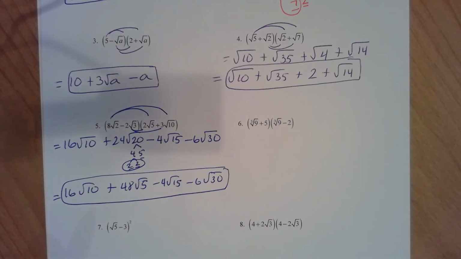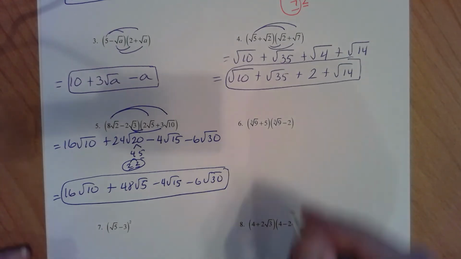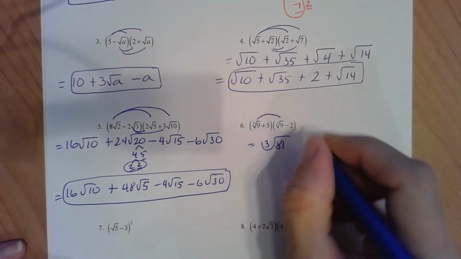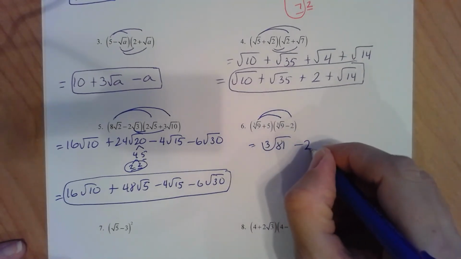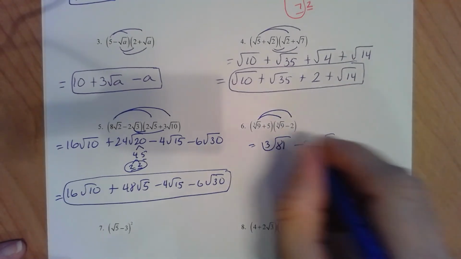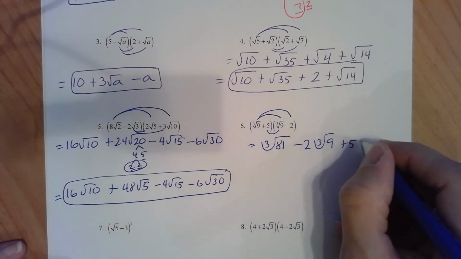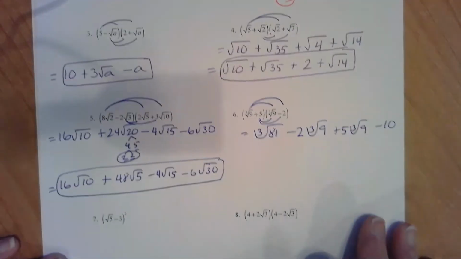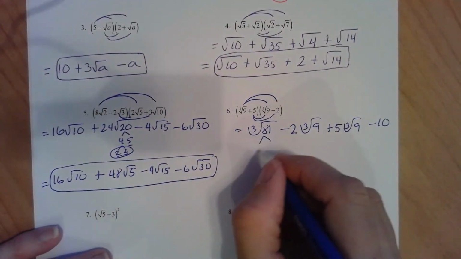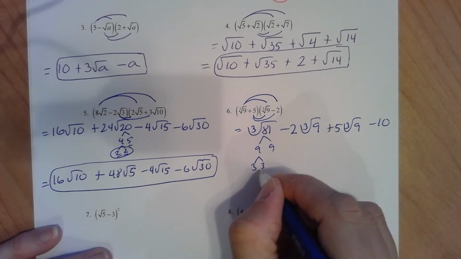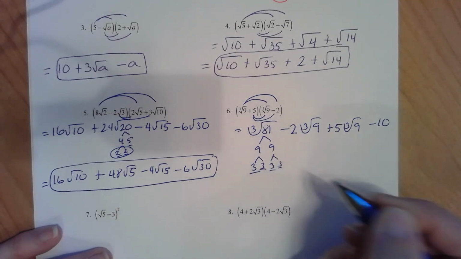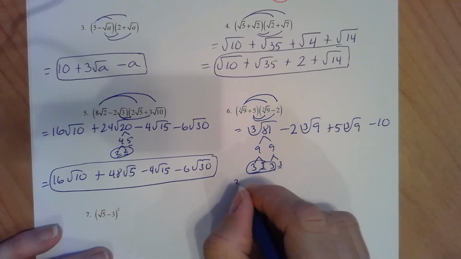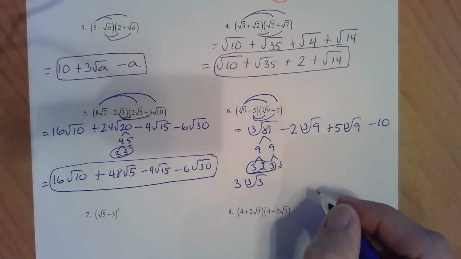So on number 6, we have the cubed root of 9 times the cubed root of 9, which is the cubed root of 81. We have the cubed root of 9 times negative 2, so negative 2 cubed root of 9. 5 times the cubed root of 9, so 5 cubed root of 9. And 5 times negative 2 is negative 10. So 81 is 9 times 9, and 9 is 3 times 3, and 9 is 3 times 3. We need to circle triplets because our index is a 3. So 3 comes out, and the cubed root of 3 is left underneath.